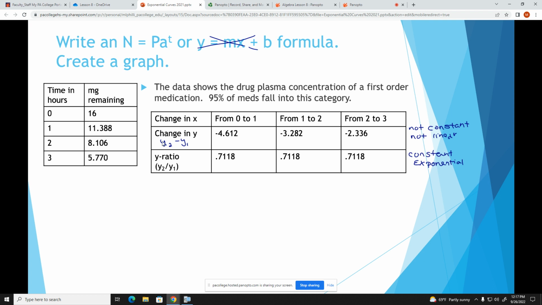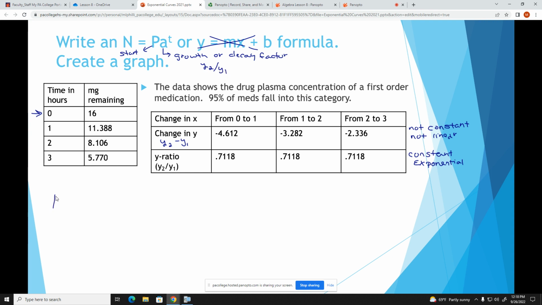So I want to write an NPAT formula. I remember in the NPAT formula, the P is the start. And I have that because I have time at 0. I know that the A is the growth or decay factor. And I know with data that that is the y2 divided by the y1. So I have all the pieces that I need.